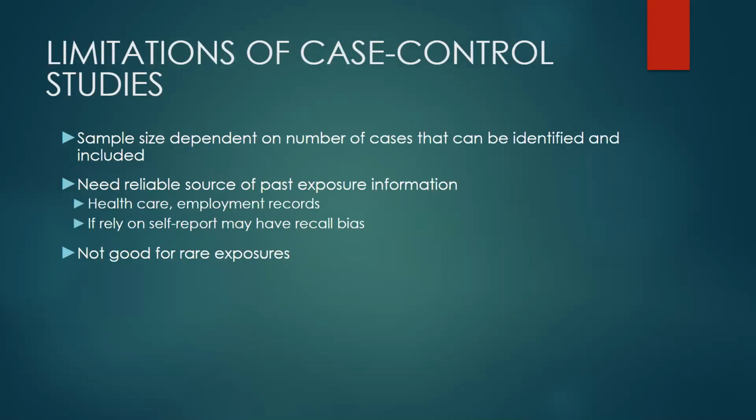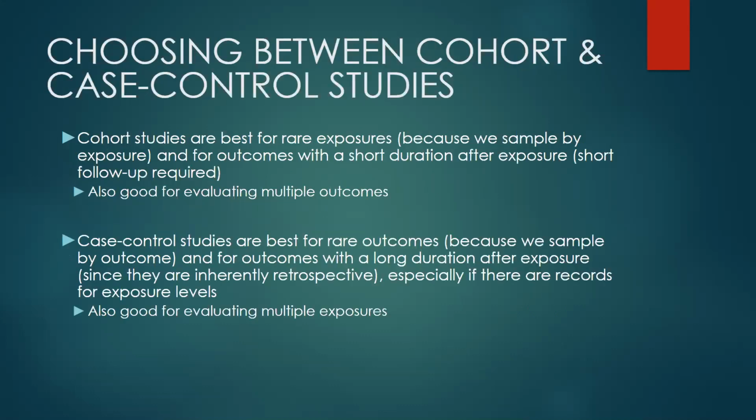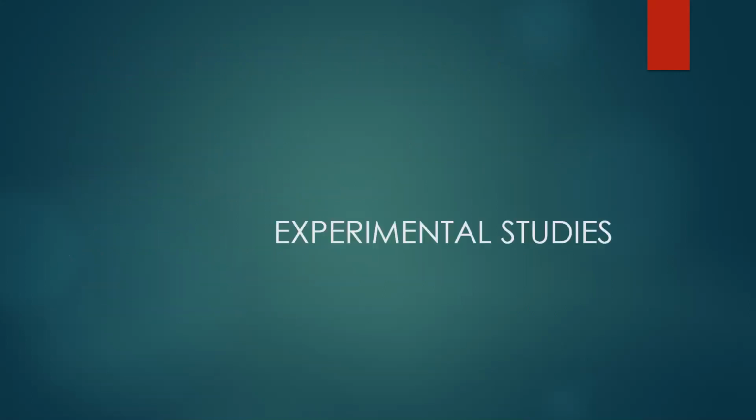However, finding those cases can be challenging. Matching people can also be difficult. And just like in retrospective cohort studies, you need to make sure you have good historic information to do this. And they're not good for rare exposures. So I'm not going to go through this slide in detail, but we talked about pros and cons, so those can help you decide whether you want to use a cohort or a case control study in a particular situation.